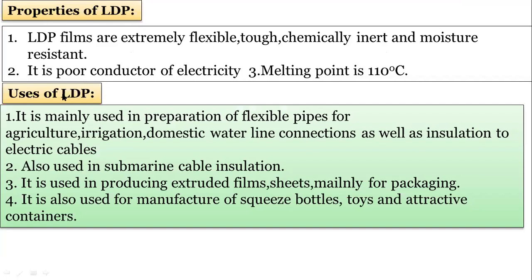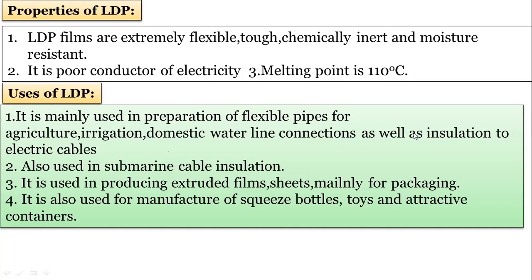where are these polymers used? See, it is mainly used in the preparation of flexible pipes. Flexible pipes are prepared using low density polythene because these films are extremely flexible. Then these pipes are used for agriculture, irrigation and domestic line purposes. This is not important for us. Only the preparation of flexible pipes is important.